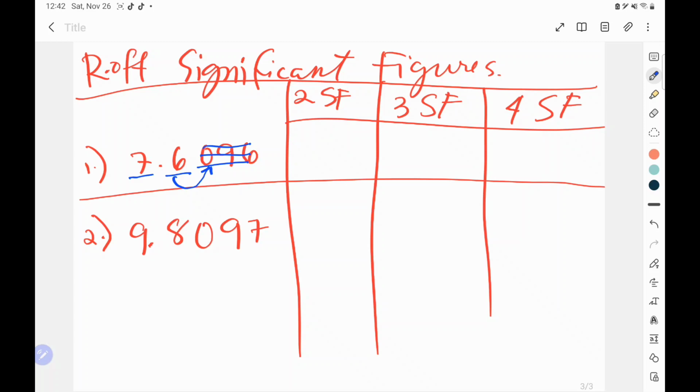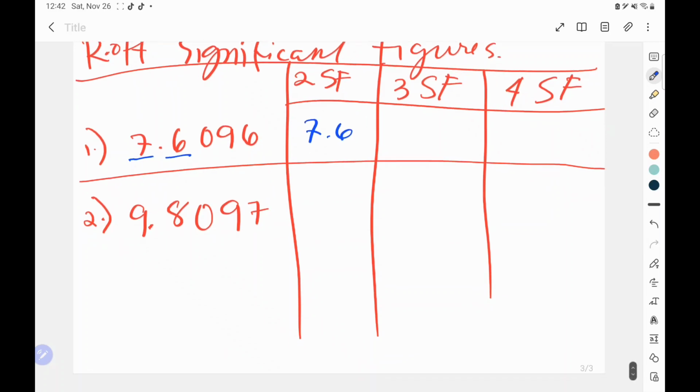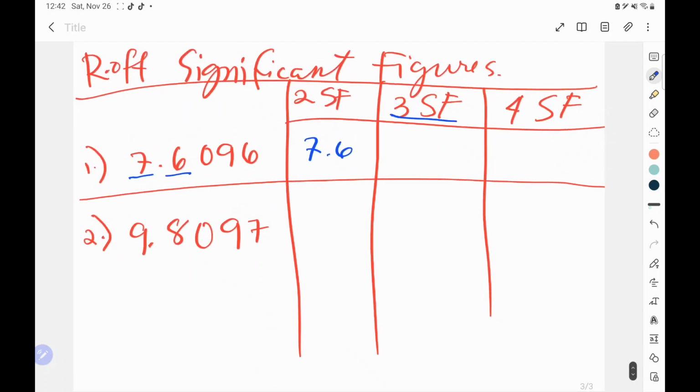All right, now what have you noticed here? How many significant figures do we have now? We have 7.6. So basically we have 7.6 here, because we only need 2 significant figures. Next, if we look at this one here, it says 3 significant figures.